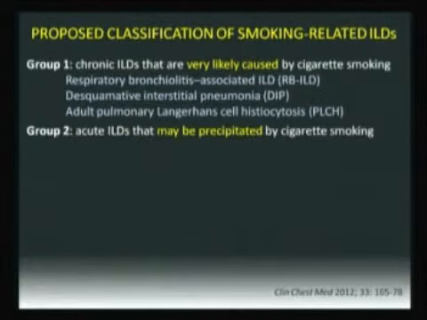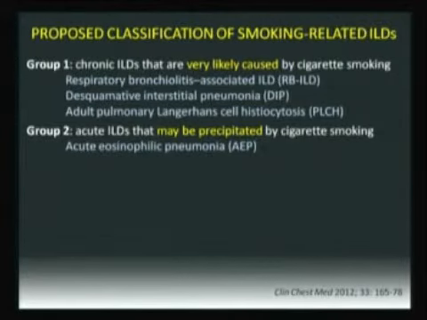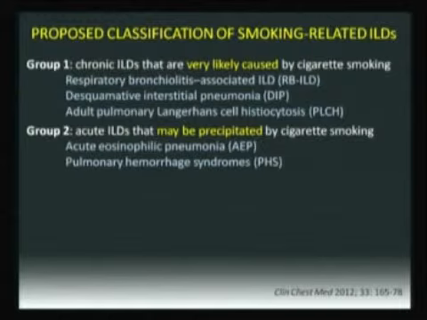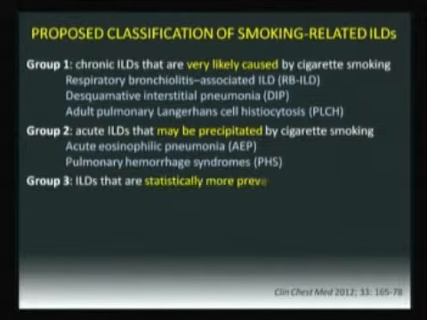Then the second category is acute ILD. You see the change here. We are talking about disease presenting acutely within a few weeks or few days that might be precipitated by cigarette smoking. This is not really recognized. These entities are acute eosinophilic pneumonia, very dangerous, presenting in young smokers, and pulmonary hemorrhage syndrome. Again, these can be precipitated by smoking within a few days or few weeks of starting smoking.